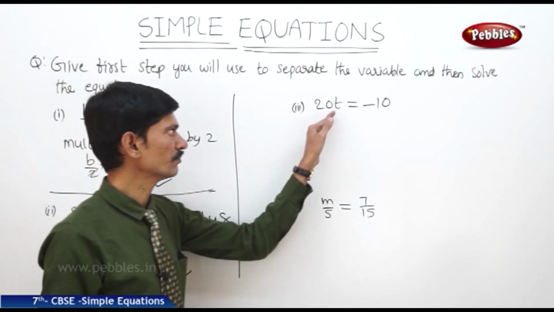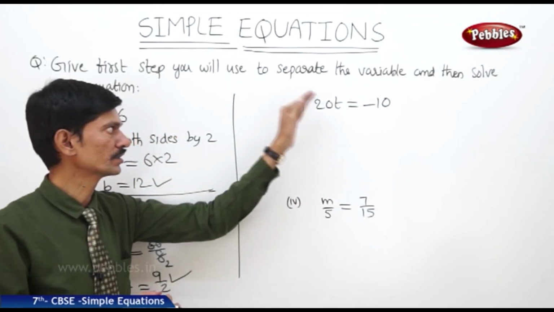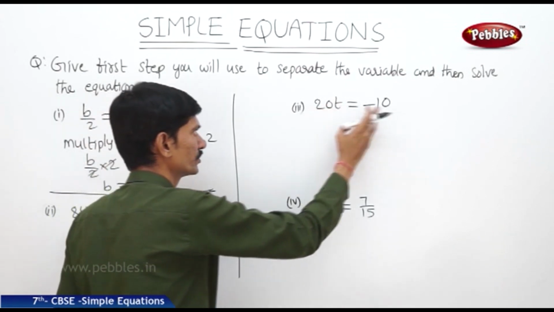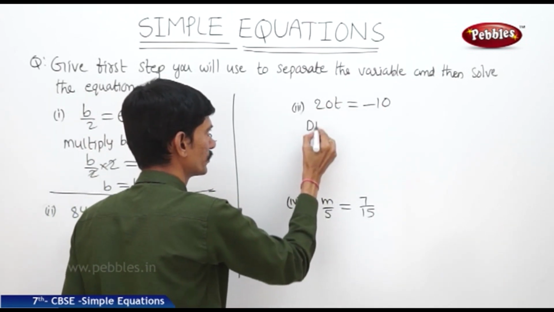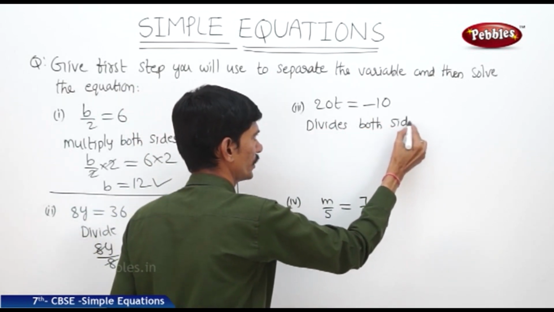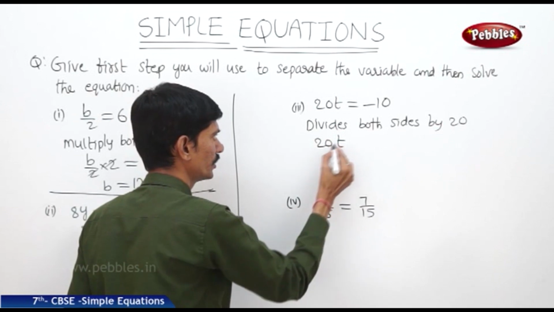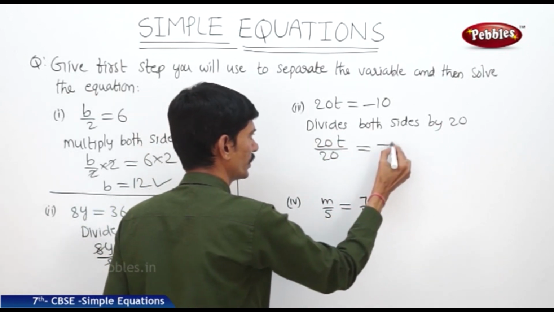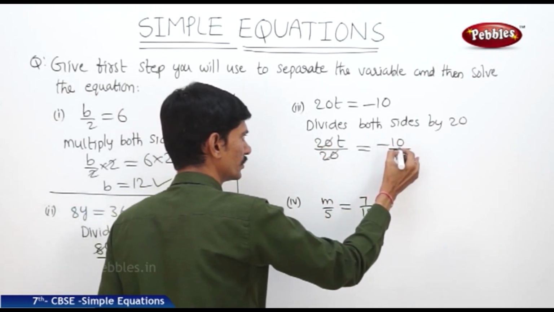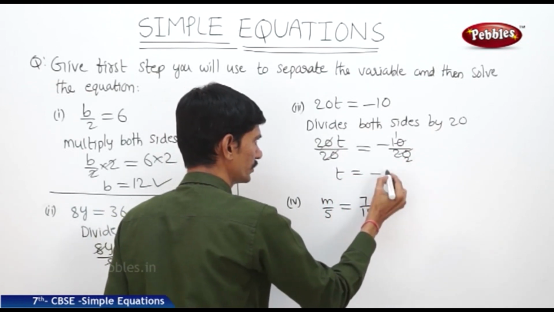Next, 20t equals to minus 10. So how to cancel into 20? Means how to separate t in the LHS. To separate t in the LHS, we divide both sides by 20. So divide both sides by 20. Then we get 20t by 20 equals to minus 10 by 20. Here 20 get cancelled. Here 10 1s are 10 and 10 2s are 20. Then t equals to minus 1 by 2.